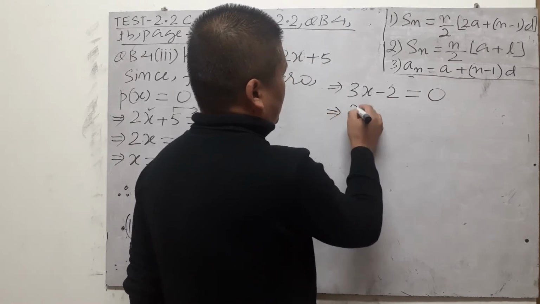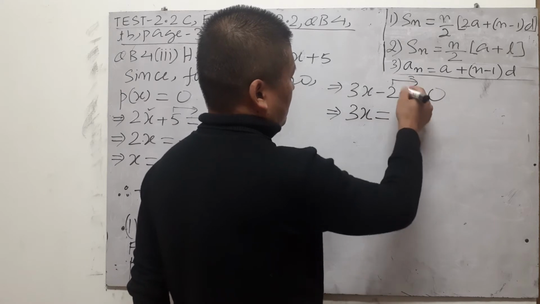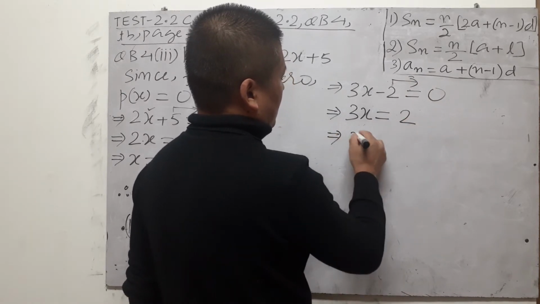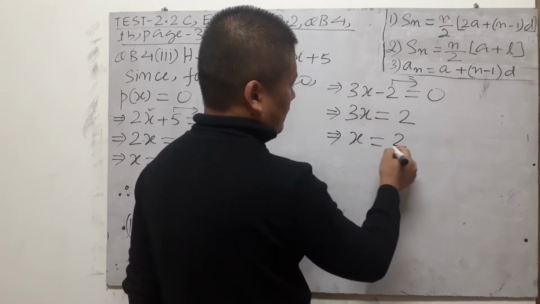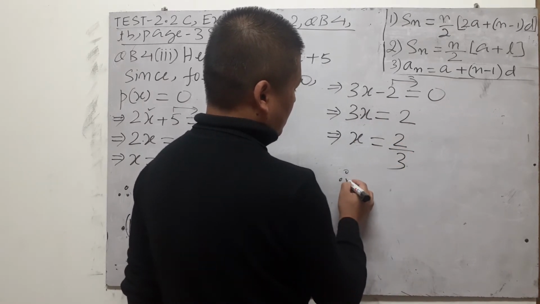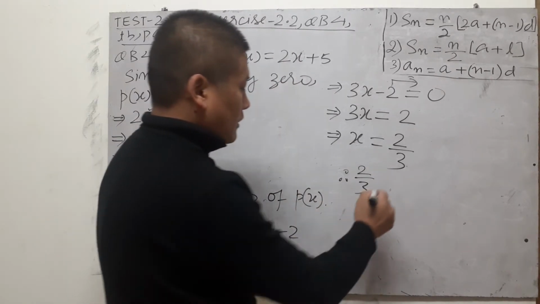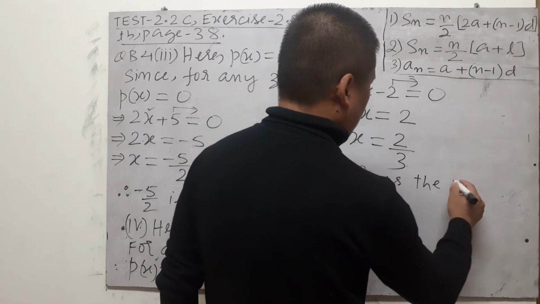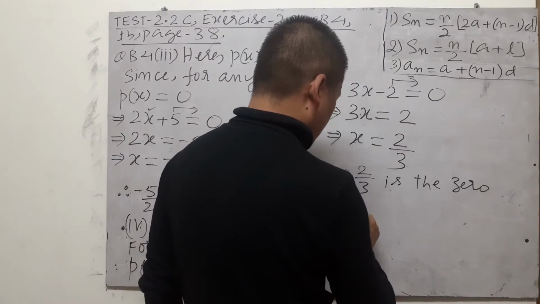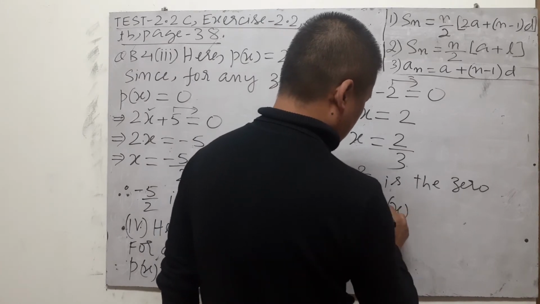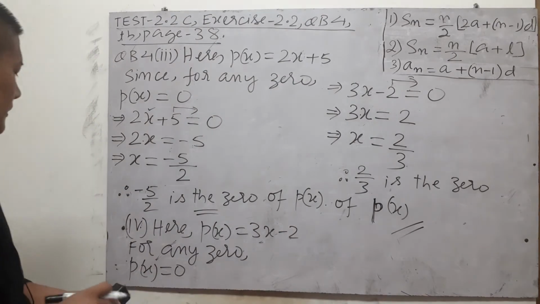Then the term containing x, 3x, is kept untouched, and shift this minus 2 to the right side, it becomes plus 2. So the x value, which is the zero, is 2. The 3 multiplied shifted to the right side will go down to the denominator. Therefore 2 by 3, I think it's correct, yes, is the zero, meaning the value of x is the zero of the polynomial p of x. Okay, this is the fourth one.